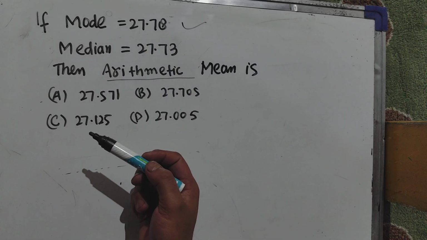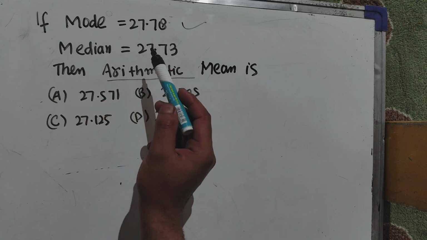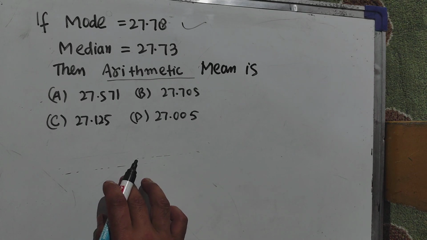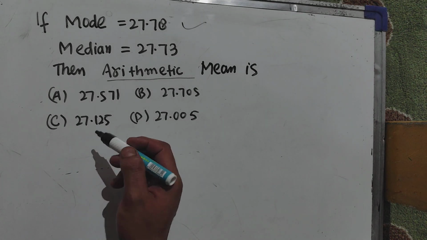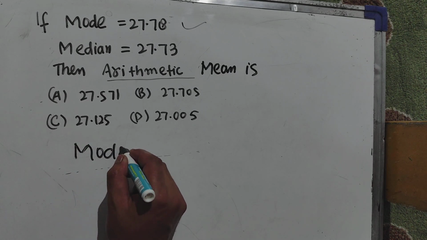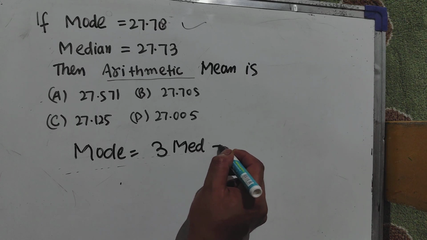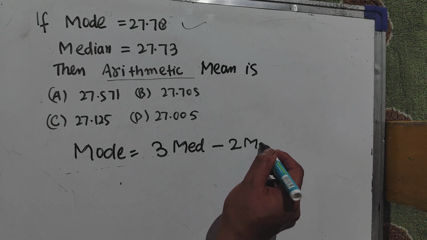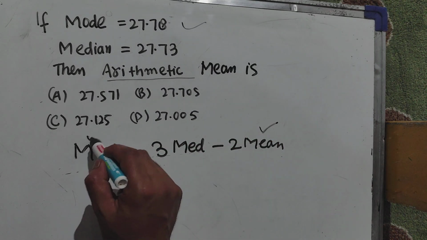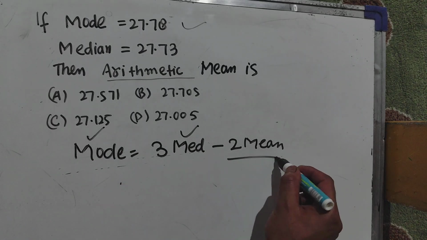The question is to find out the arithmetic mean. If mode is equal to 27.78, median is equal to 27.73, then arithmetic mean is, options are being given. We need to find out the correct option. So we know the relationship between mean, mode and median is given by mode is equal to 3 times median minus 2 times mean. So you just need to plug the values of median and mode to get the value of mean.